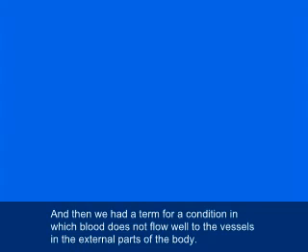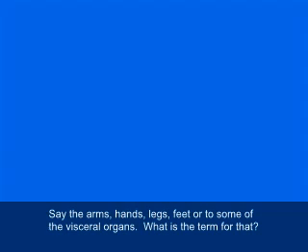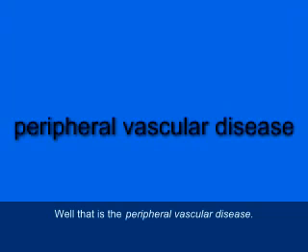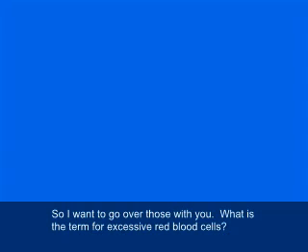And then we had a term for a condition in which blood does not flow well to the vessels in the external parts of the body, say the arms, hands, legs, feet, or to some of the visceral organs. What is the term for that? Well, that's the peripheral vascular disease. We have two other terms that occurred to me that I really have not given you a clear explanation of the difference between them, and so I want to go over those with you.